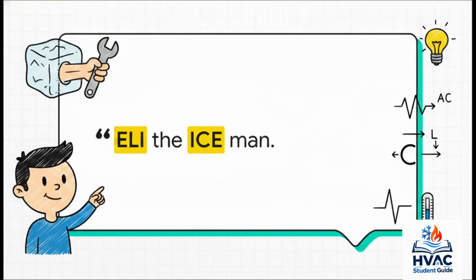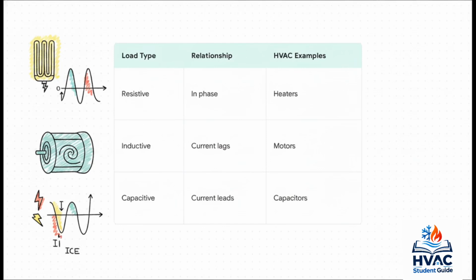Okay, safety secured. Now, the source introduces a classic trick for understanding phase shifts. ELI the ICE man. This is one of those tricks that separates the rookies from the pros. Let's break down what this actually means. In an AC circuit, voltage and current don't always hit their peak at the exact same time. This timing difference, that's your phase shift. For resistive loads, like electric heat strips, voltage and current are perfectly in phase with each other.